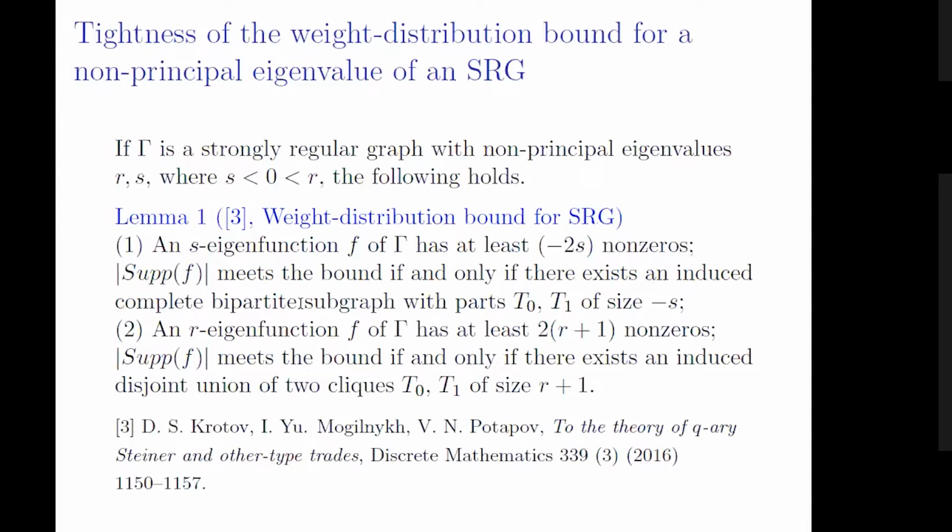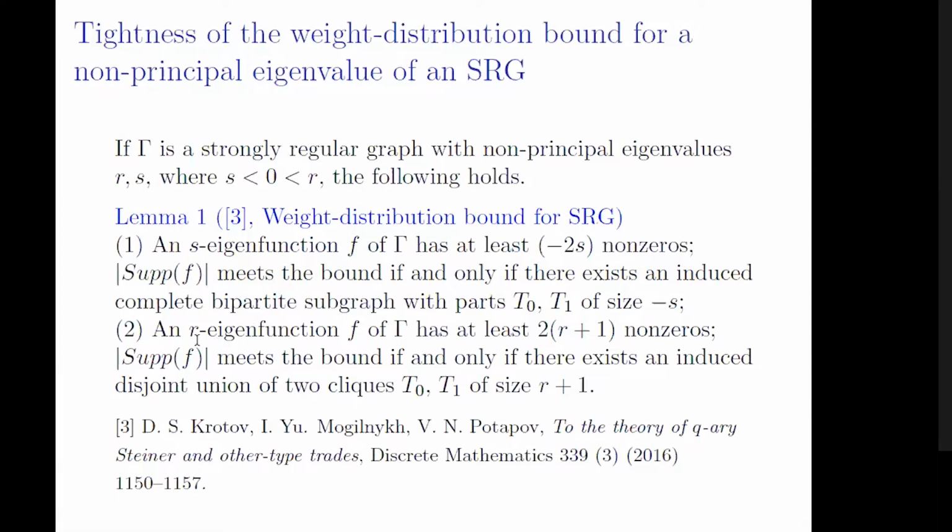If gamma is a strongly regular graph with non-principal eigenvalues r and s, where s is less than 0 and r is greater than 0, the following holds. So this is the application of the weight distribution bound for strongly regular graphs. An s eigenfunction f of gamma has at least -2s non-zeros, and the cardinality of support of f meets the bound if and only if there exists an induced complete bipartite subgraph with parts T_0, T_1 of size -s.